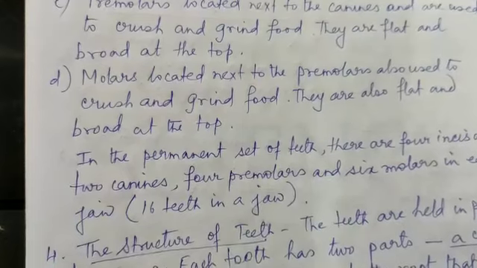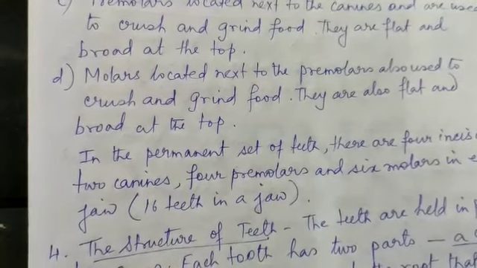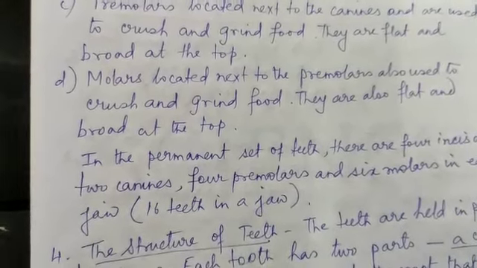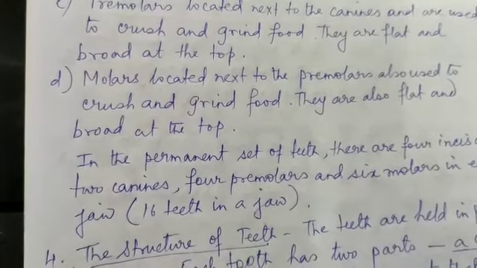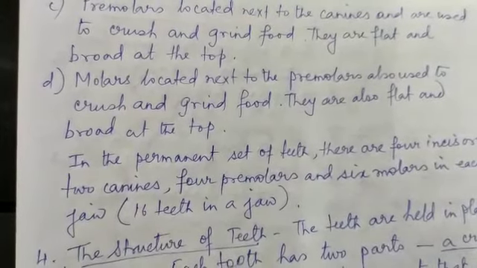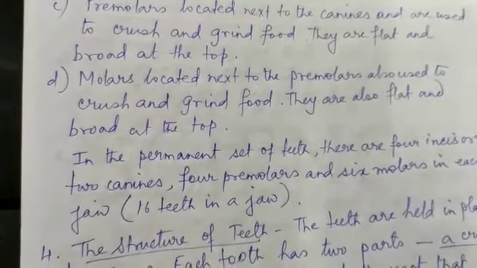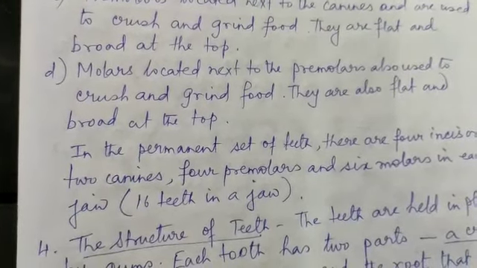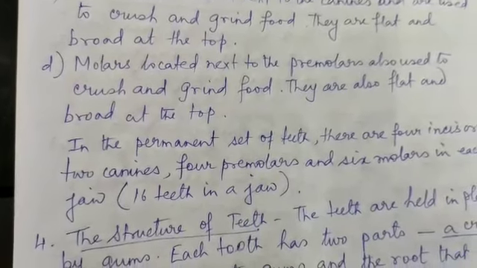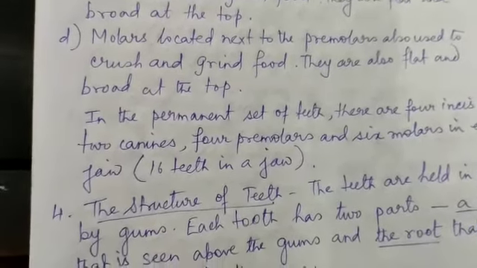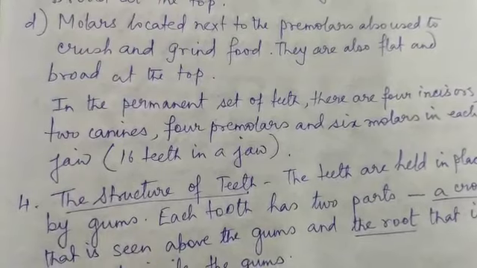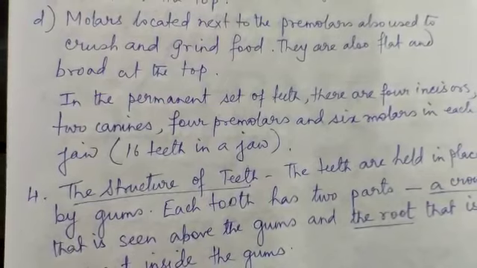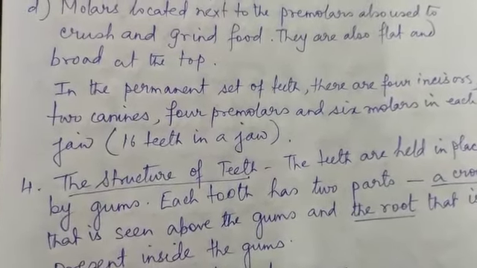Molars, located next to the premolars, also used to crush and grind food. They are also flat and broad at the top. So, the shape and function of premolars and molars are the same. But a child does not have any premolars in their mouth. And how many molars in each jaw? 3 on each side of the premolars. So 6 molars in each jaw, 12 molars in all. So in a permanent set of teeth, there are 4 incisors, 2 canines, 4 premolars and 6 molars in each jaw. That is 16 teeth in a jaw, 32 teeth in all.